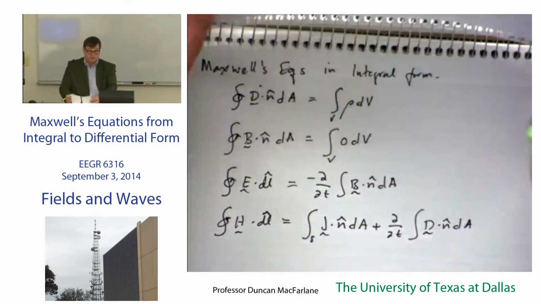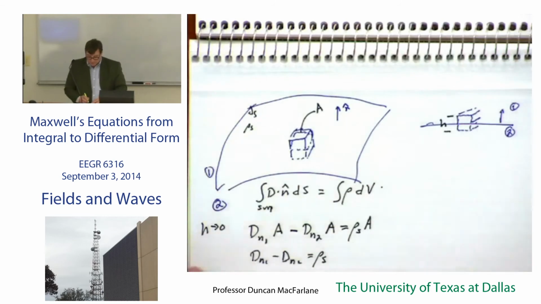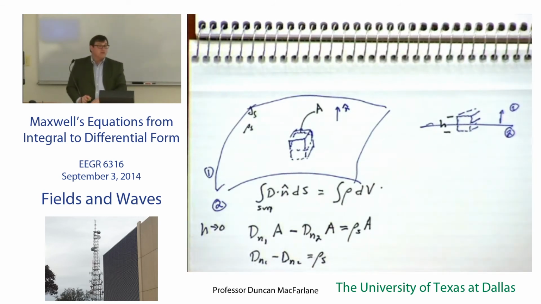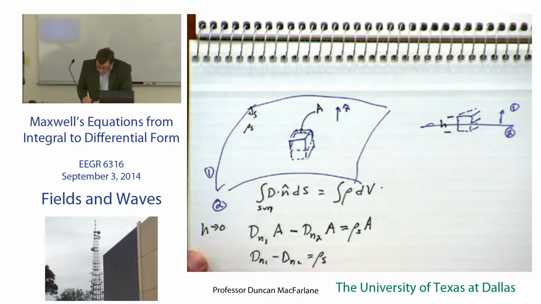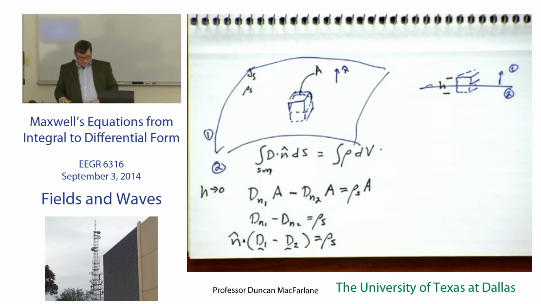Okay? So D normal 1 minus D normal 2, the charge makes the difference. If there's no charge, they're the same, but if there is a charge, then there's going to be a difference. And again, we have to write that in a much more mysterious and obfuscating manner. We have to write n dot (D1 minus D2) is equal to rho s.